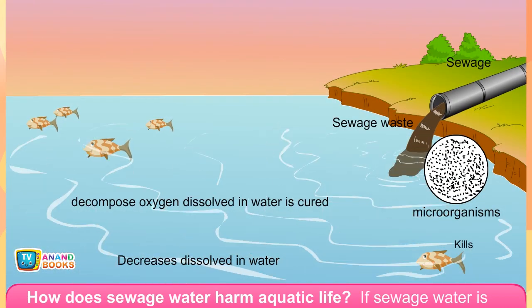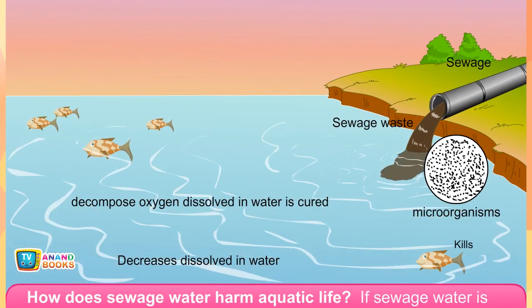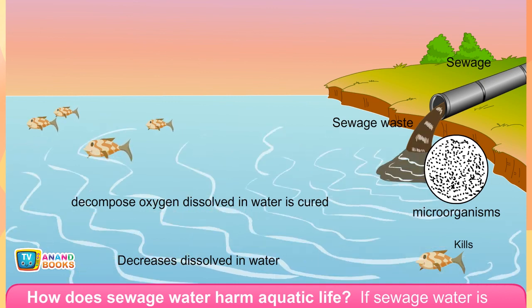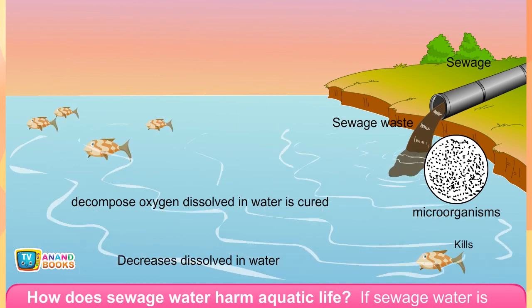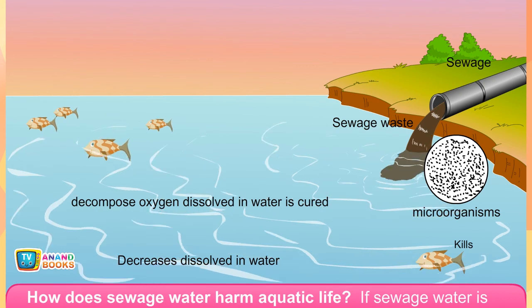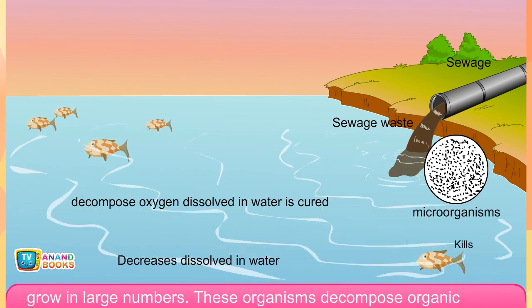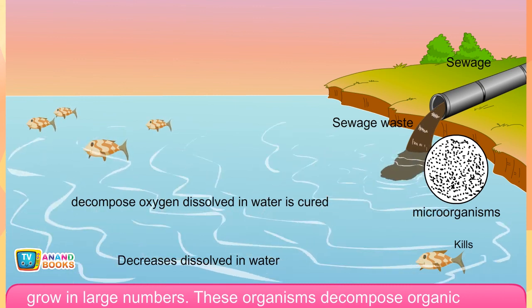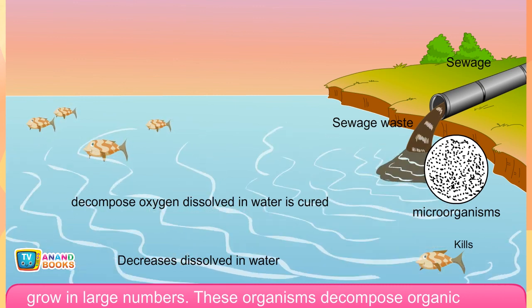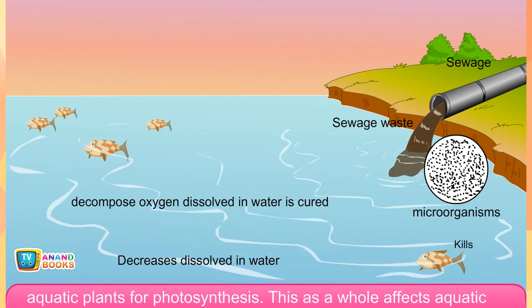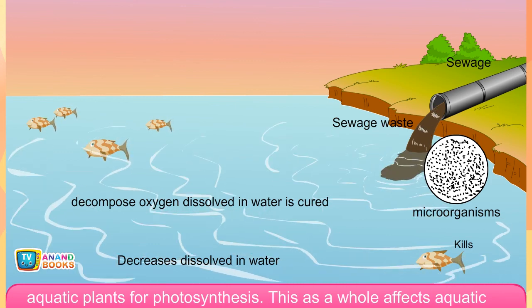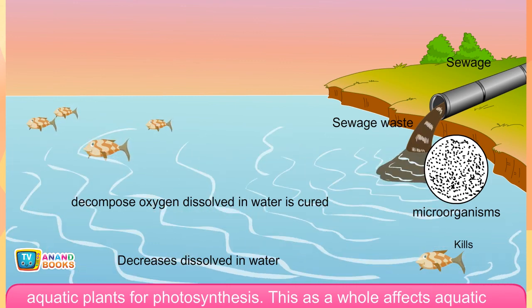How does sewage water harm aquatic life? If sewage water is released into a river, microorganisms like bacteria, fungi, and algae grow in large numbers. These organisms decompose organic waste using oxygen in water. Also, it does not allow sunlight to reach aquatic plants for photosynthesis. This as a whole affects aquatic life.